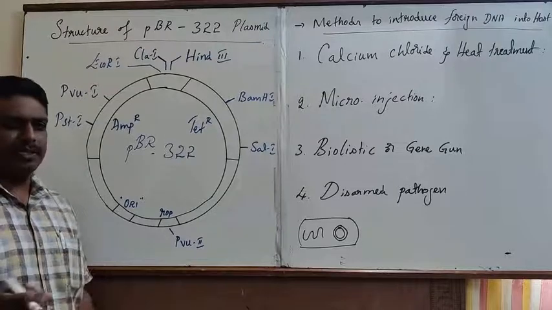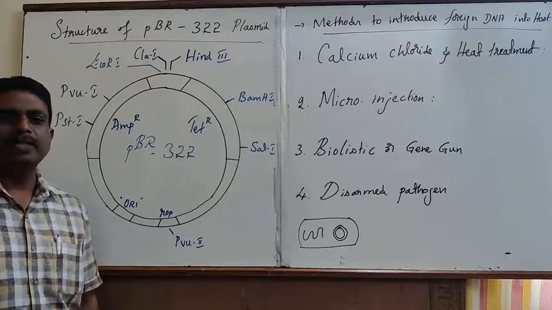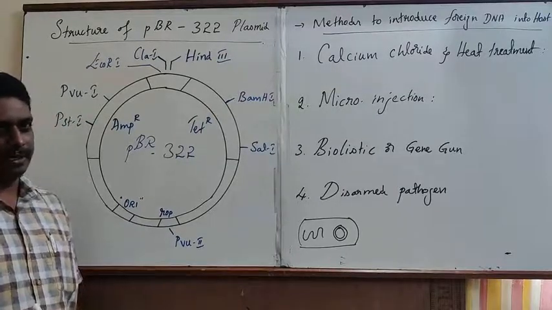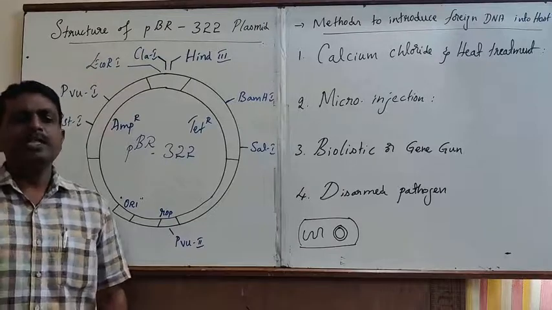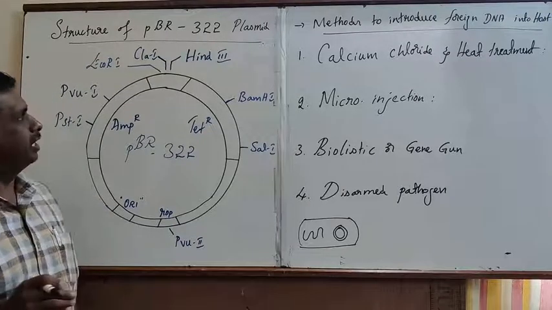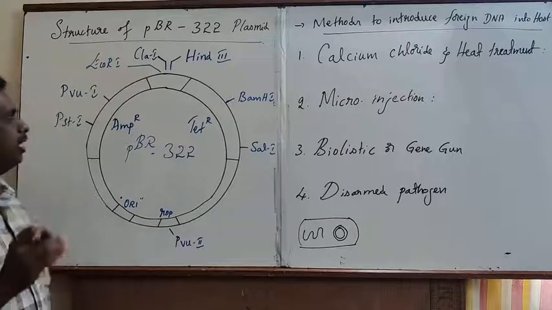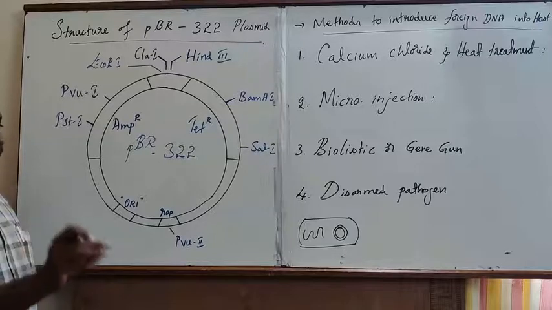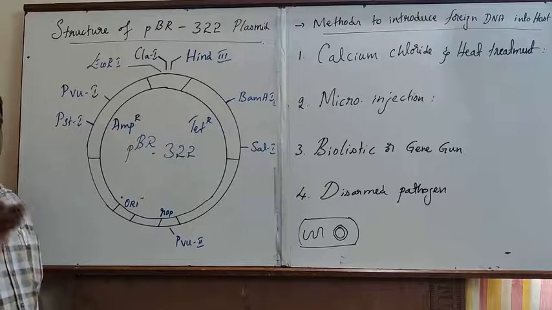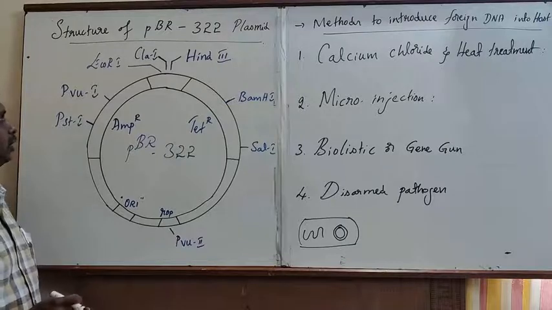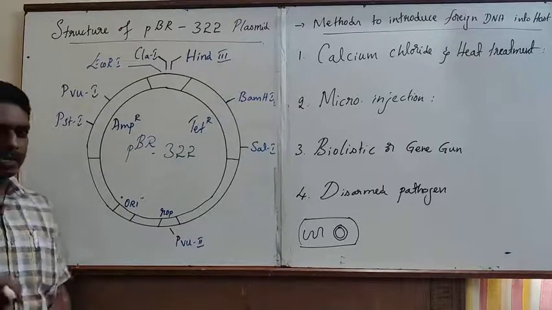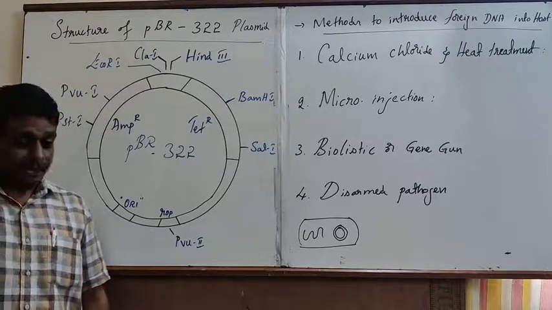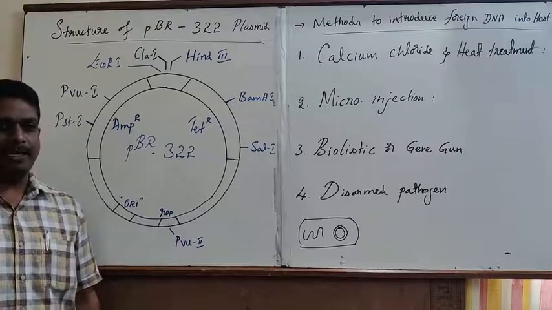This unique type of pBR322 is naturally found in the E. coli bacteria. With reference to its structure, p refers to plasmid, B refers to Bolivar, R refers to Rodriguez, and its strain number is 322. It is a naturally occurring plasmid found in a bacterium.